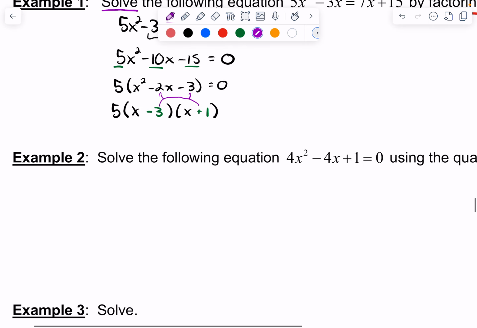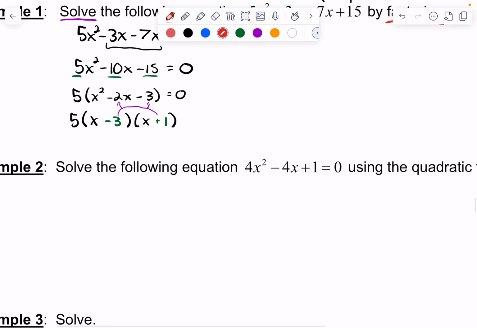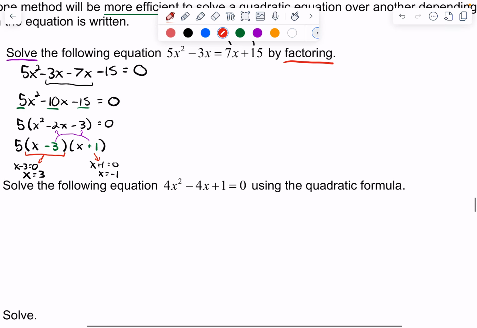So solving this, now I take my first factor, I set this to 0, so x minus 3 is 0, so then x equals 3. That is one solution. And then right here, x plus 1 is 0, so then x equals negative 1. So you have two solutions. So therefore, x equals 3, x equals negative 1 are the solutions, or the roots.